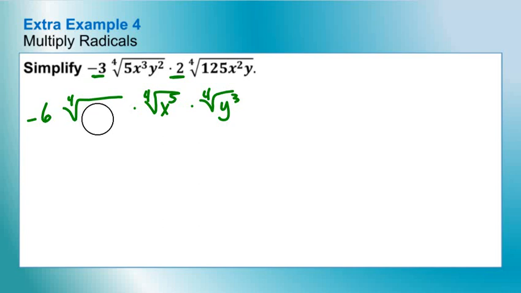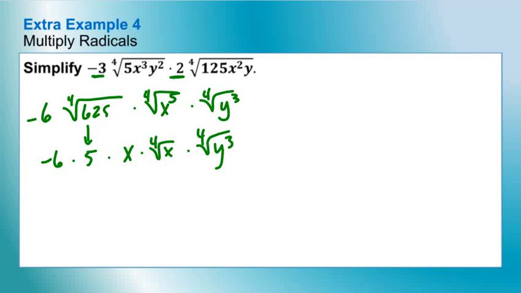Actually, it's not 500. I was doing 4 times 125. It's actually 5 times 125, which gives us 625. Now if you do the square root of 625, you get 25, and the square root of 25 is 5. So this part is 5. And then here, the fourth root of x to the fifth would be x times the fourth root of x. And then here, I can't break that down, so that'll be the fourth root of y cubed. So my final answer is negative 30x times the fourth root of x times y to the third.